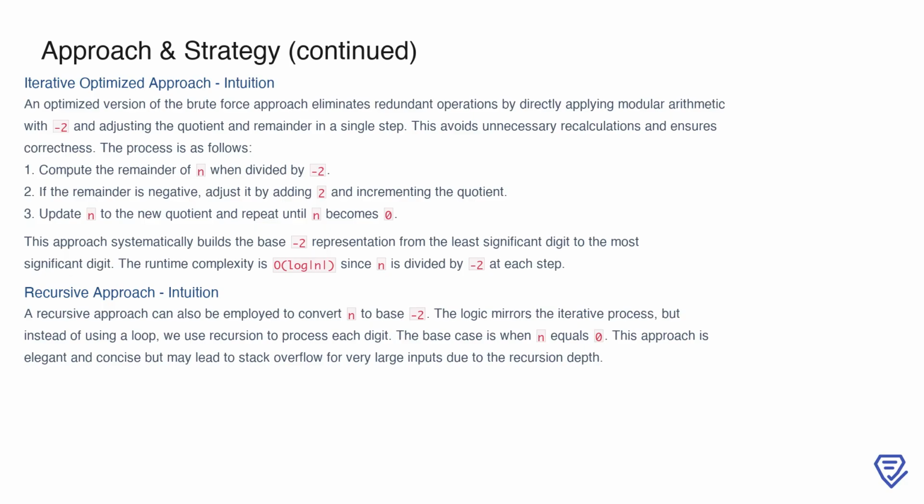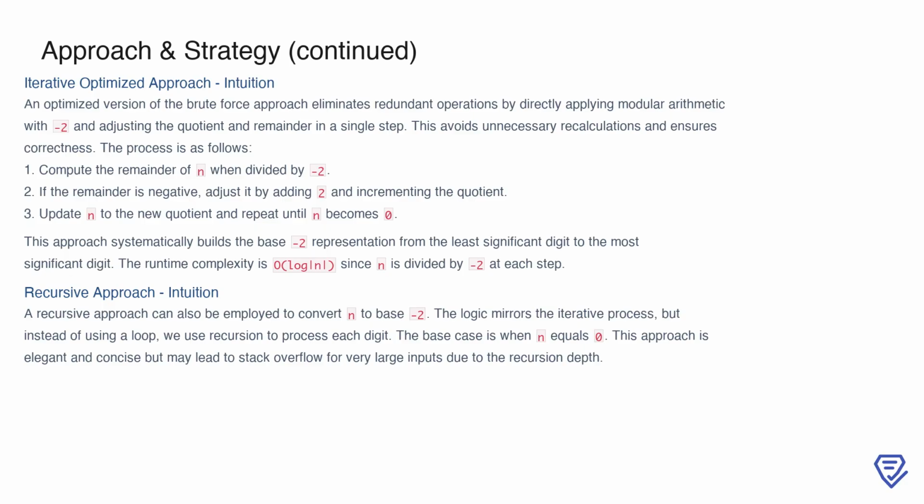After that, we update n to be the new quotient and repeat these steps until n becomes 0. What makes this method efficient is that it eliminates any unnecessary recalculations, ensuring correctness in fewer steps. The representation is built systematically, starting from the least significant digit and working up to the most significant digit.